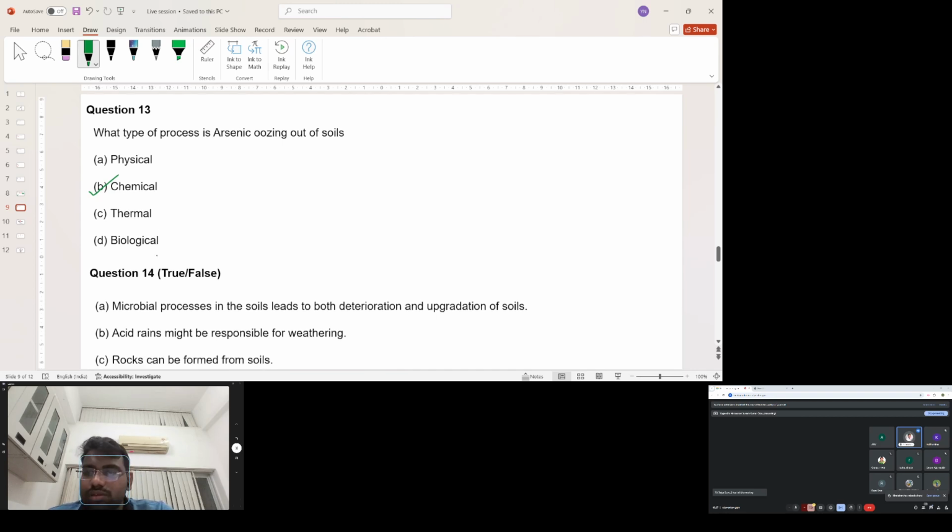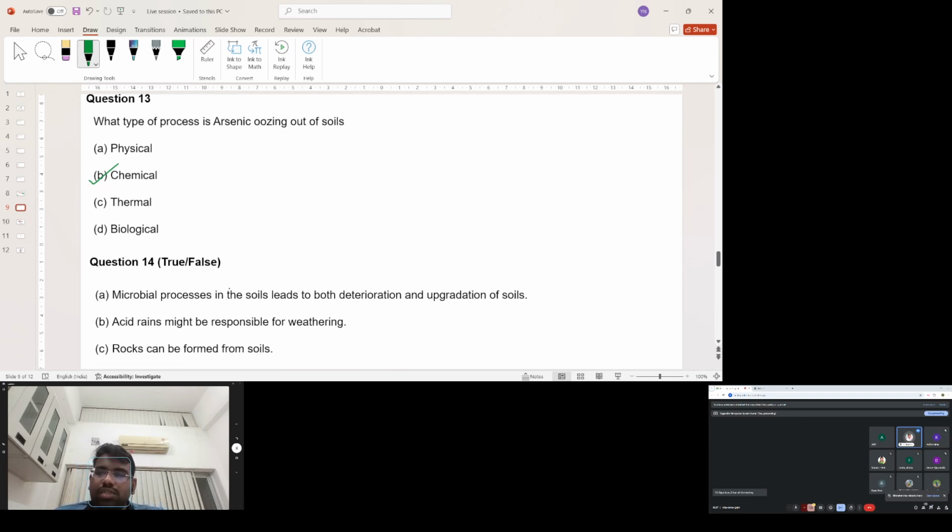Okay, so moving to the next question. Microbial processes in the soils lead to both deterioration and upgradation of soils. Is it true or false? False. It is true, sir. Why is it false? Because it's helping soil formation, and also it is using that as a source.